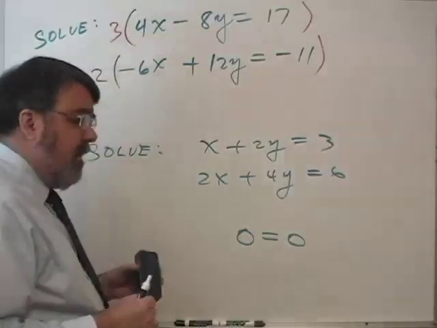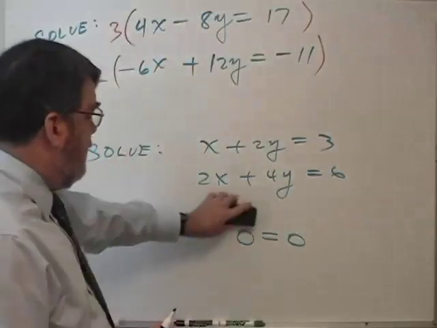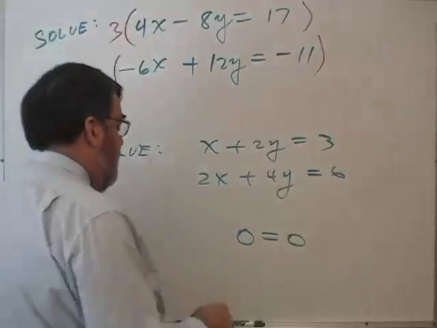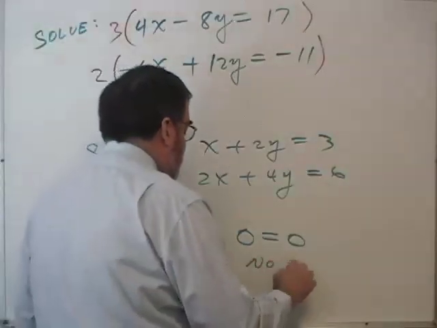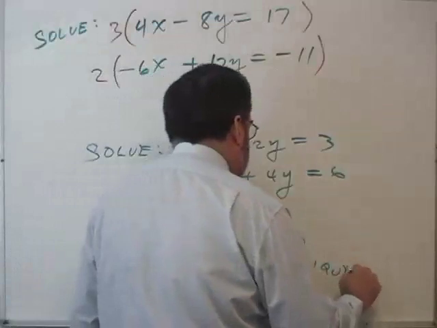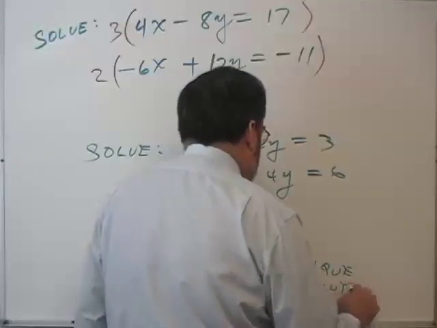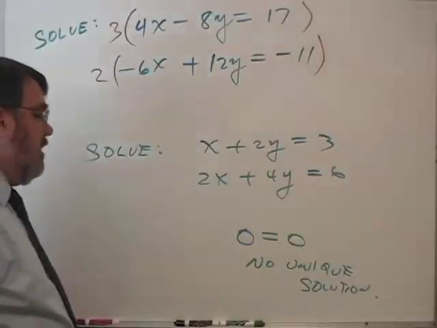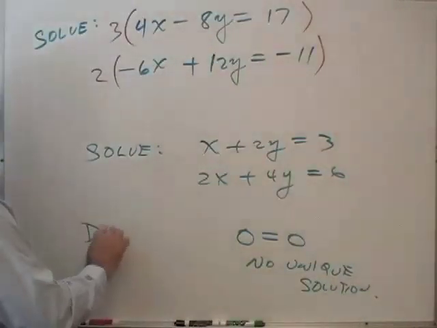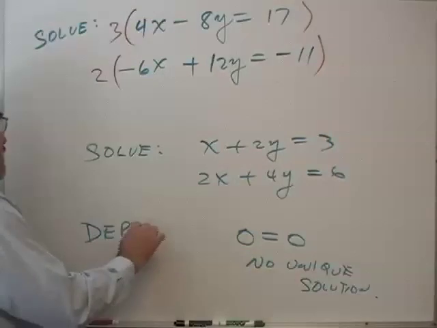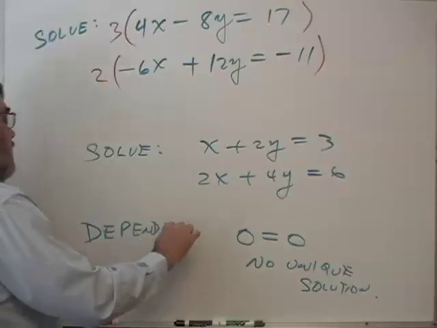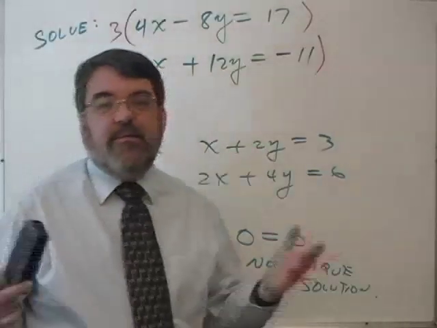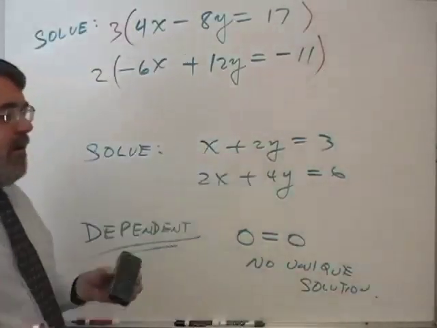Your textbook has a couple of these sprinkled throughout. I like to call these no unique solution. And if you call it no solution, I think I'd let that pass, but no unique solution is better. Books call this, more technically, a dependent system. And sometimes they'll ask you to solve for y in terms of x. I'm not going to go that far.